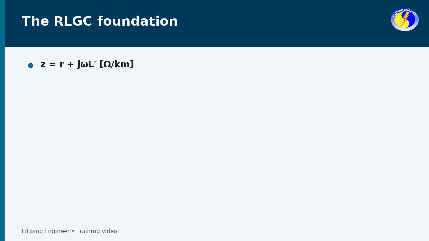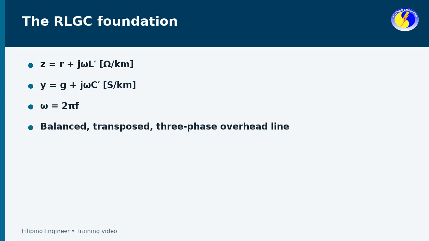A uniform line is described by 4 quantities per unit length. Series resistance is R. Series inductance is L'. Shunt capacitance is C'. Shunt conductance is G. These form the series impedance Z equals R plus j omega L', and the shunt admittance Y equals G plus j omega C'. Omega is 2 pi f.